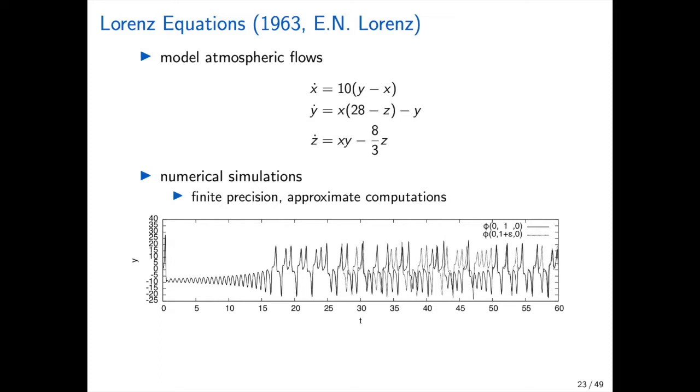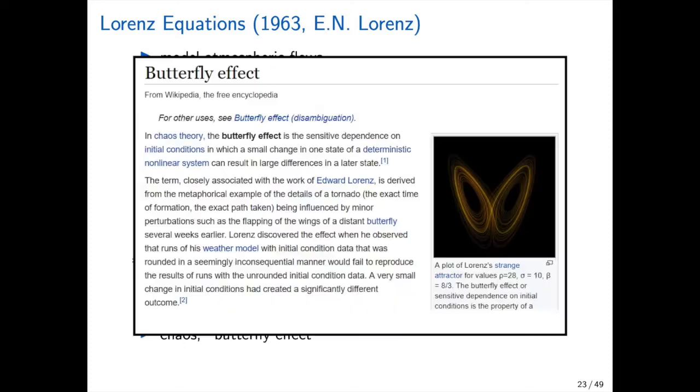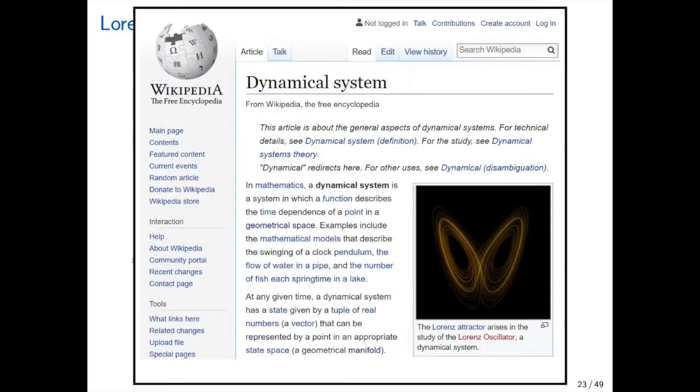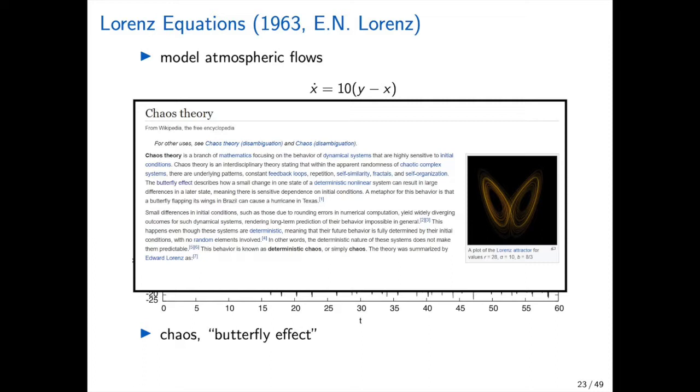So he did some finite precision approximate calculations and realized that after some time it had completely different behavior, although the initial conditions were epsilon close. This sort of coined the term butterfly effect or chaos. It's a prominent example of chaotic dynamical systems. So the Lorenz attractor is on all of the Wikipedia pages related to this.